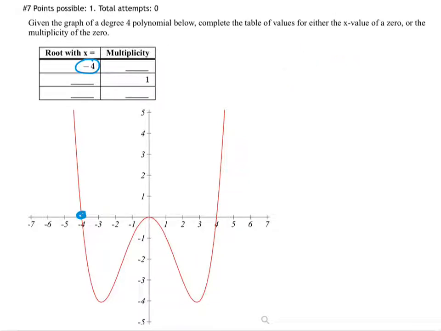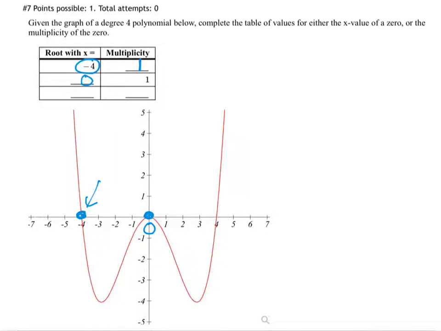So what is the multiplicity for this guy? Does this one pass through, bounce, or shift? Passes through. So what's his multiplicity? 1. Got to be. All right. What's the next root? Right there. And what's that? 0. Yeah, the next root is 0.